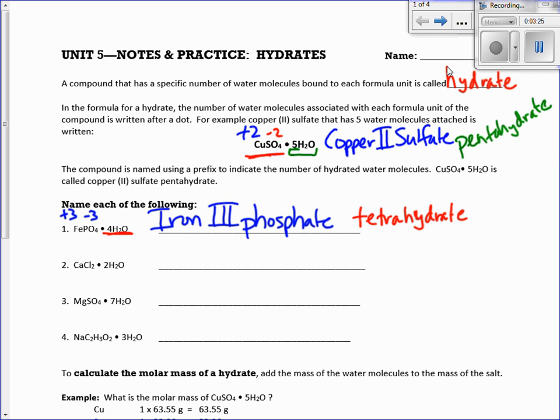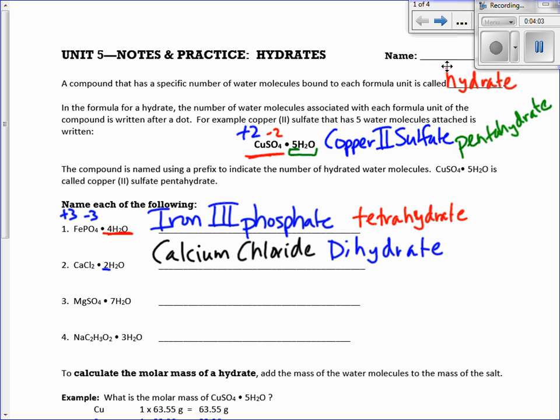Calcium. Is calcium a mom? No. What group is calcium in? It's in group 2, the alkaline earth metals. What charge do they always go to? +2. Very good. So, calcium what? Calcium chloride. Now for the hydrate part. 2 means what? Dihydrate. Good. Next one.